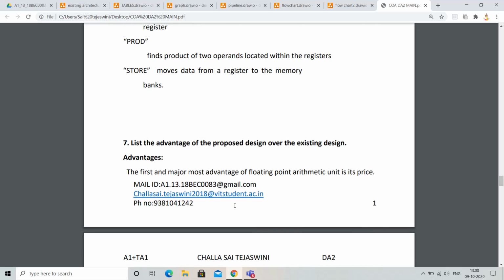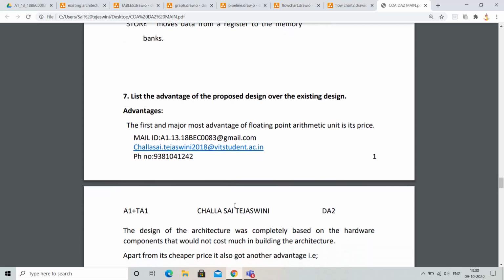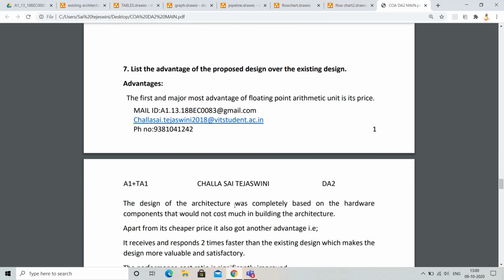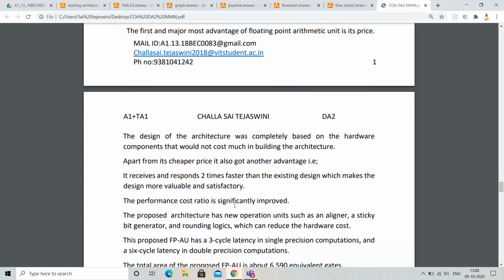Coming to the seventh question. List the advantages of the proposed design over the existing design. Advantages. The first and most major advantage of the floating point arithmetic unit is its price. The design of the architecture was completely based on Harvard components that would not cost much in building the architecture.